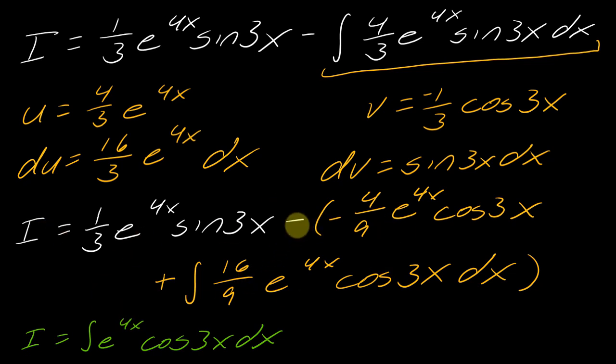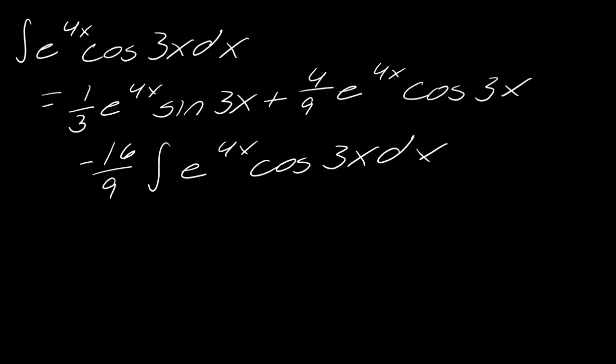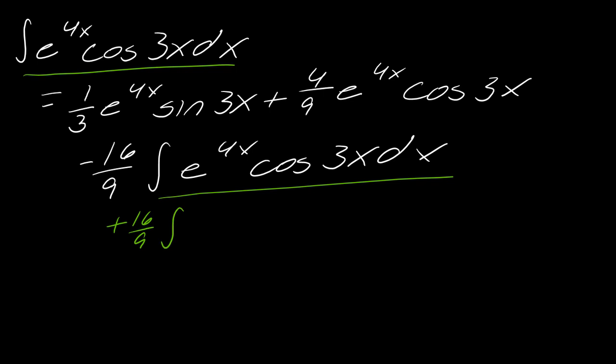All right, so when I clear my space, I'm just going to restate this entire problem with this negative distributed. When I distribute it, this will become positive and this will become negative. So here's now my original integral, right? I distributed the negative, and I brought this 16 over 9 outside of the integral. Now you'll notice this and this are the same. So I'm going to add this 16 over 9, this whole integral.